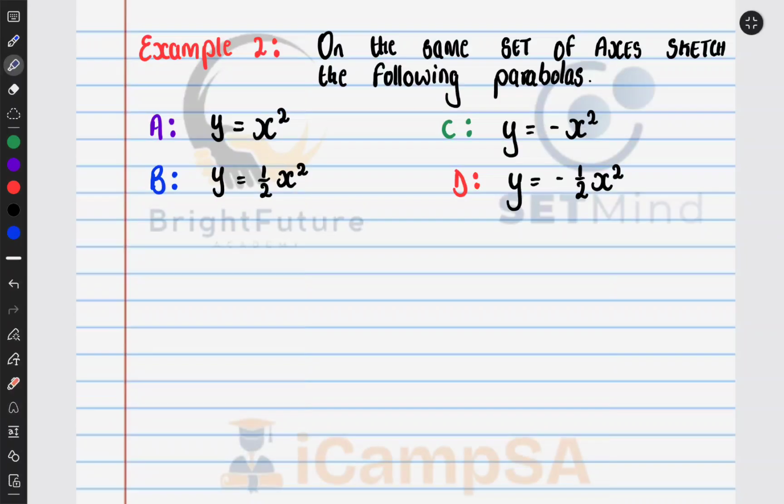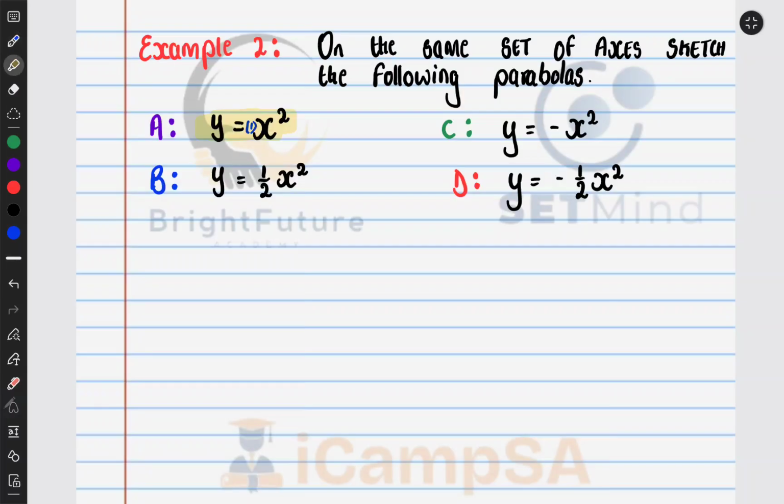On the same set of axes, sketch the following parabolas. So we have 4 sets of parabolas. Let's just go ahead and sketch this function, because I almost said they both have the same value of a, but they don't. Before we get started, function number a has the coefficient of x squared as 1. There is no coefficient there, so it's just 1.